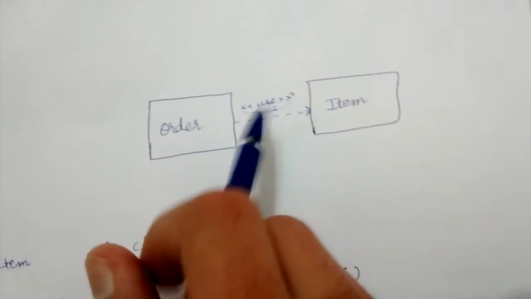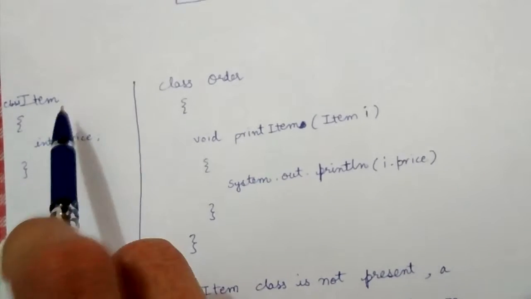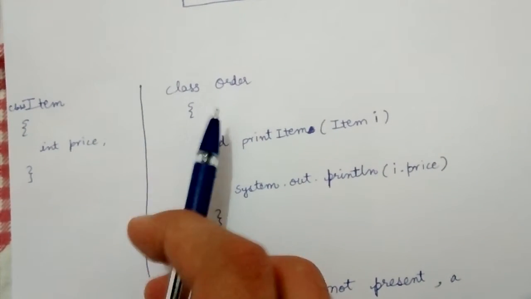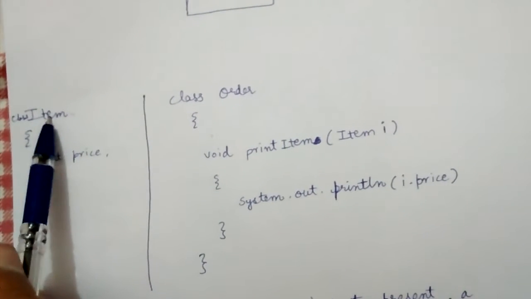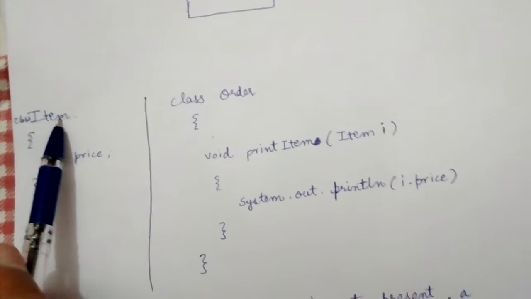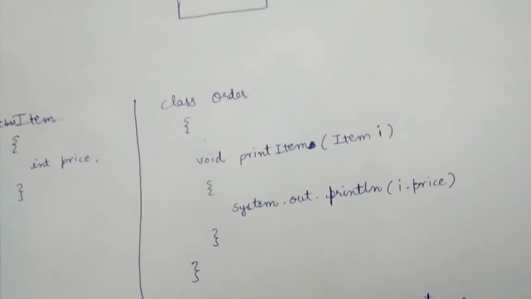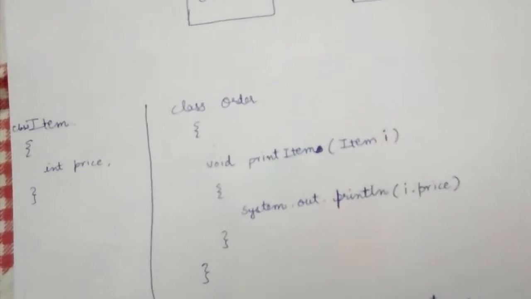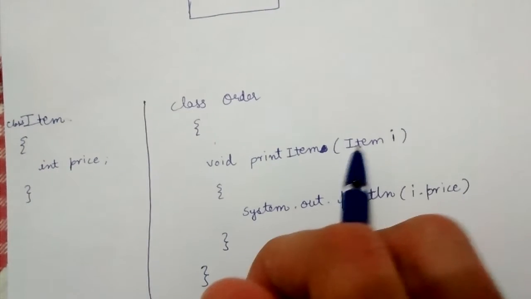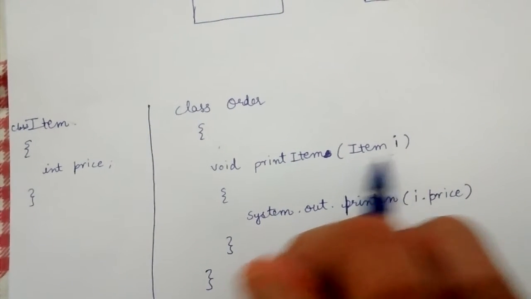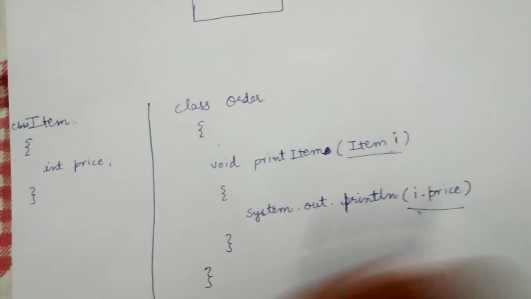It's different from association, you can see. In association, order will have an attribute of an object of class item, but here there is no such attribute. Instead there is a method called print item, and within that print item we are taking as argument an item object and we are printing its price.